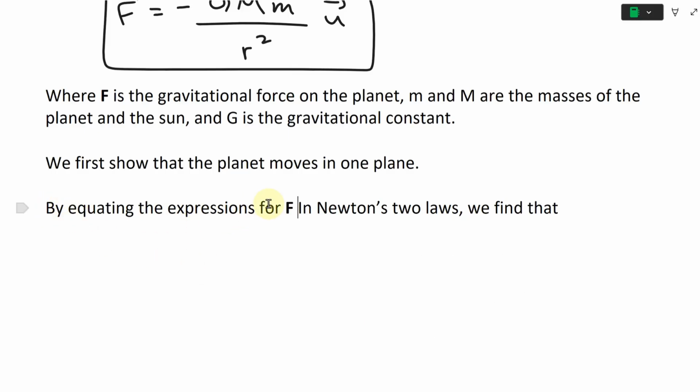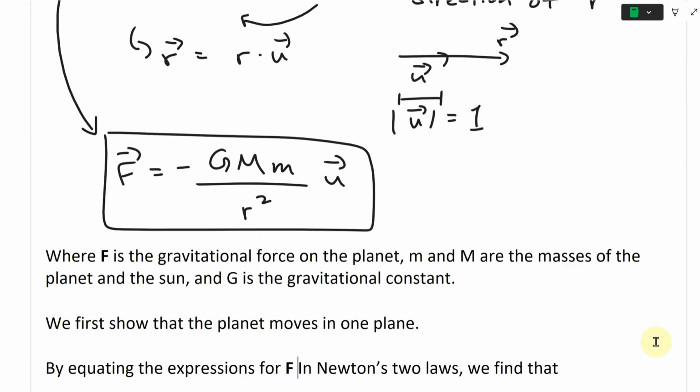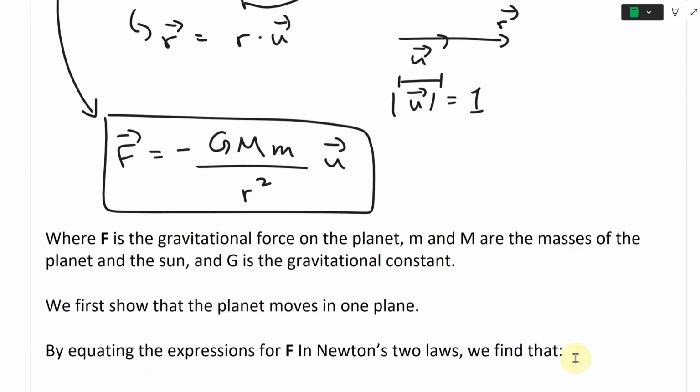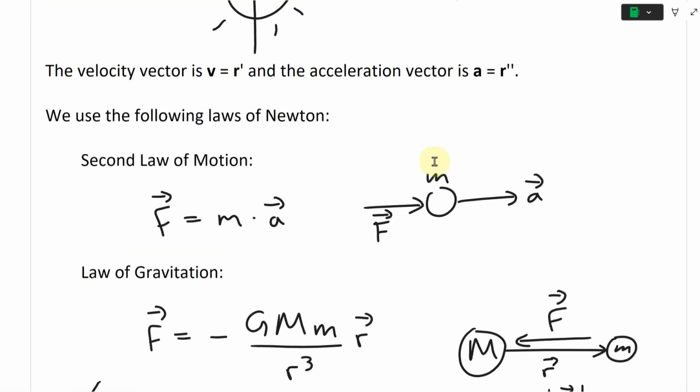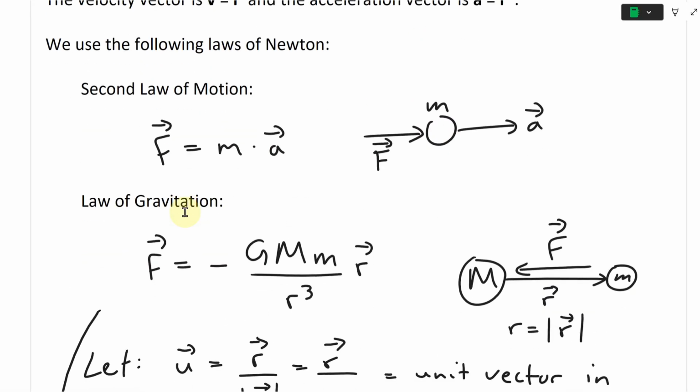So by equating the expressions for F and Newton's two laws, we find that, and basically combine these two. So if we have the force on this planet, F equals ma equals this setup right here. Whenever you have a force, you're going to get the acceleration there. So let's just equate these.